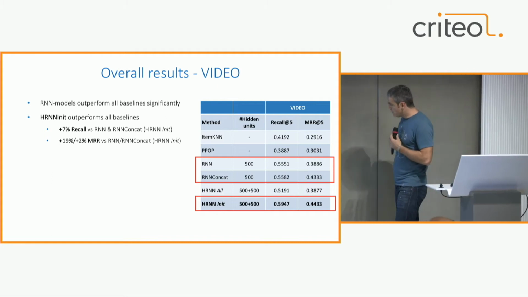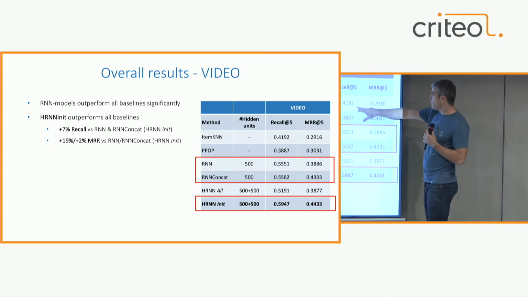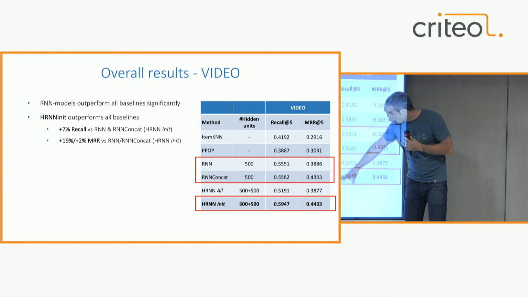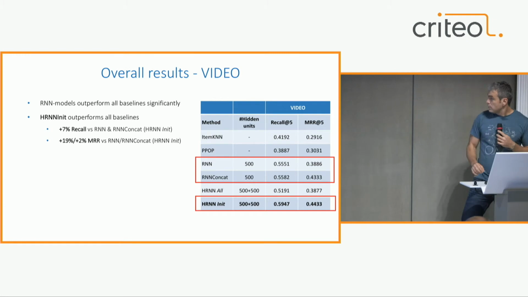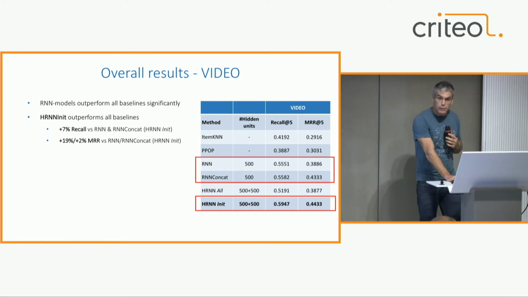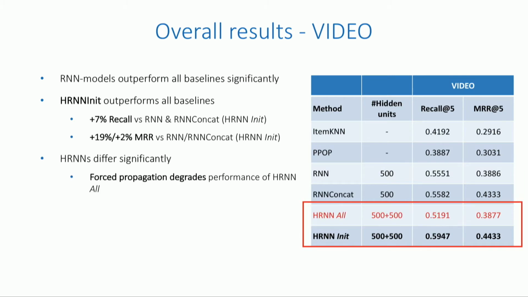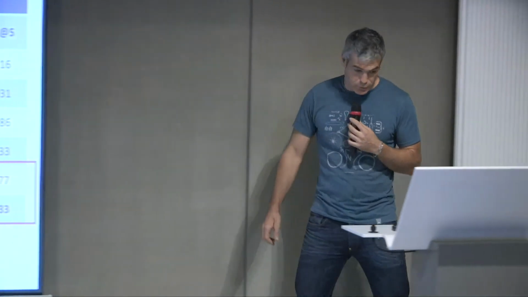But the results on the video data are much, much better. So personalized popularity or item similarity here is about 0.4, and the hierarchical recurrent neural network reaches almost 0.6, right? So quite a significant jump here. And it turns out that this version of the RNN here didn't really work very well at all on the videos.